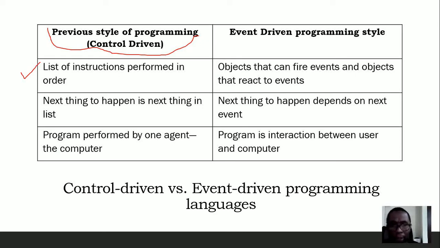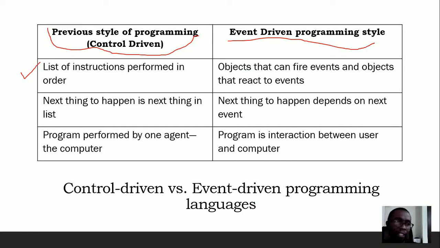But what we want to do in this course is what we call event-driven programming style. So here it states that objects can fire events and objects can react to events. It means that we're not going to have a list of instructions, but we're going to be able to put together objects that can be used to either fire some events or trigger some events so that the computer can do something.